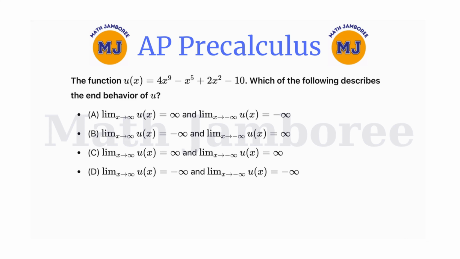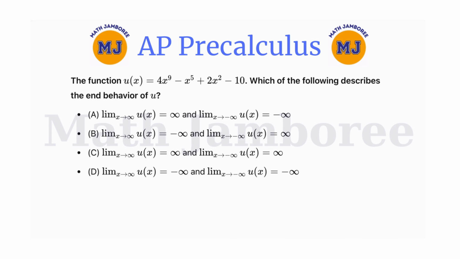In this video, we have another AP Precalculus type of question from the topic of polynomial functions and end behavior. Let's solve this one together. The function u of x equals 4x to the power of 9 minus x to the power of 5 plus 2x squared minus 10. Which of the following describes the end behavior of u?